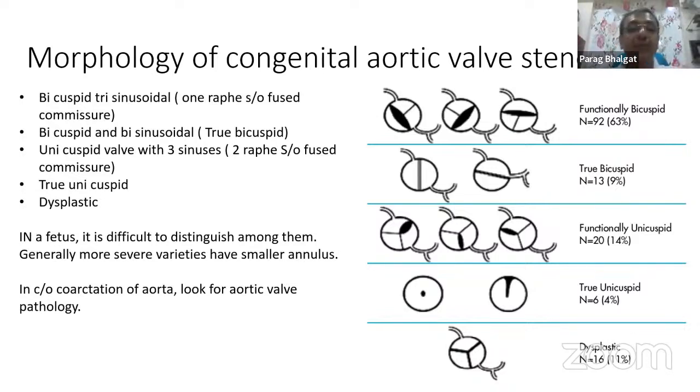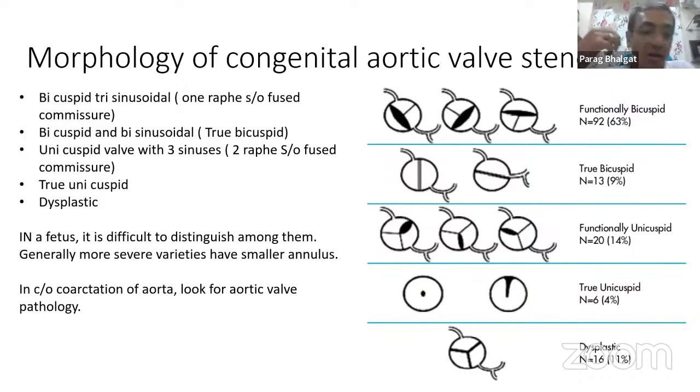So the bicuspid aortic valve is of two types. One is bicuspid bisinusoidal and the second is bicuspid trisinusoidal. We generally come across the bicuspid trisinusoidal aortic valve, shown in the first line, where two leaflets are fused at a raphe. In bicuspid bisinusoidal there is no raphe.